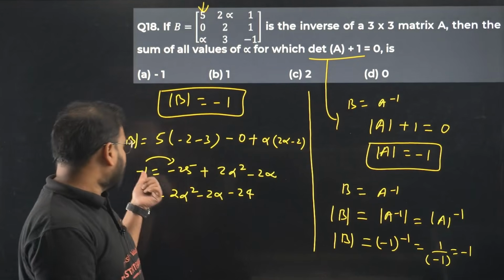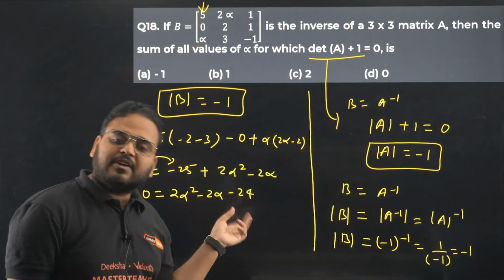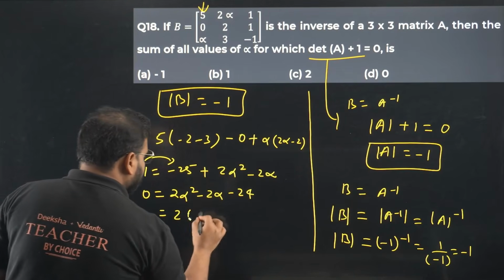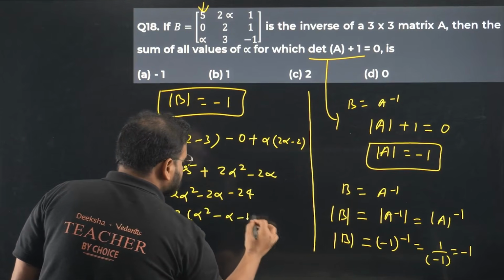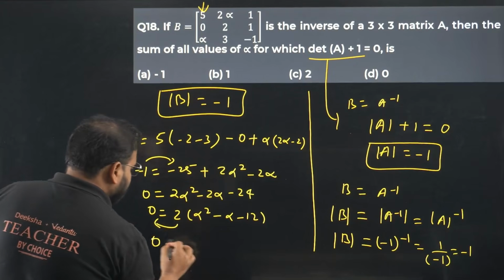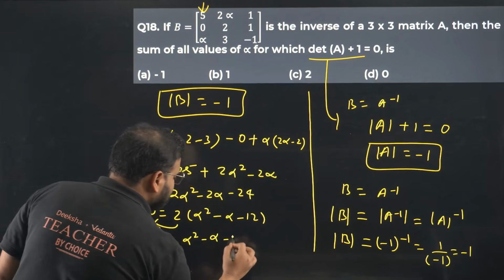Correct, right? Minus 1 comes over here, becomes plus 1. Minus 25 plus 1 is minus 24. Take 2 common, I get alpha square minus alpha minus 12. 0 over here, bring this 2 on this side, simply 0. So I get 0 equals alpha square minus alpha minus 12.